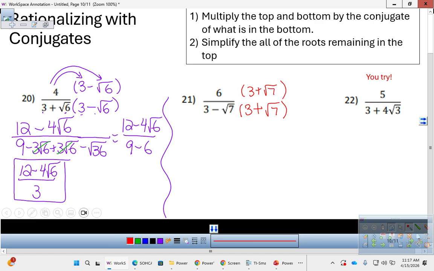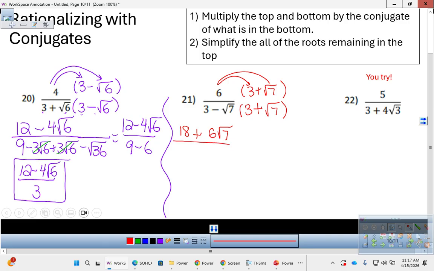Same exact thing. So the conjugate of 3 minus root 7 is 3 plus root 7. So 6 times 3 is 18. And 6 times root 7 is positive because it's plus. 6 root 7. I'm not calling that root 42. Can't multiply that. Right? The bottom is FOIL though.